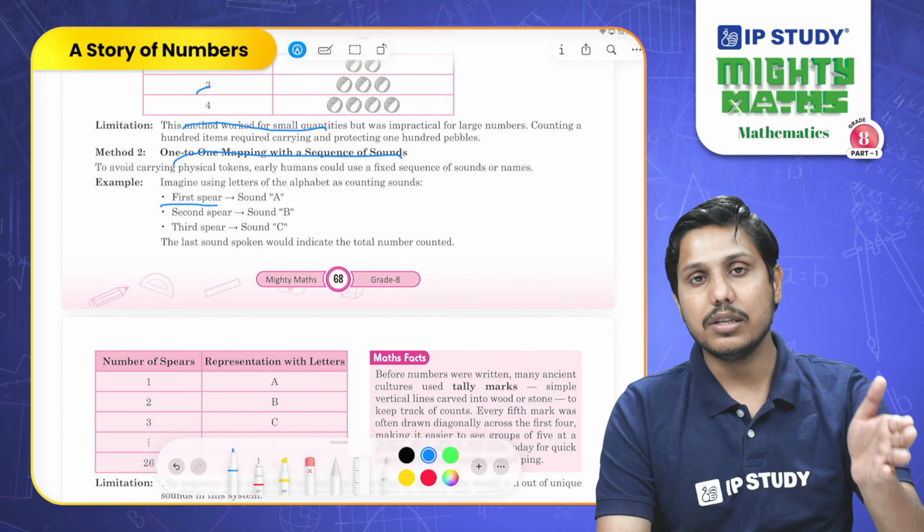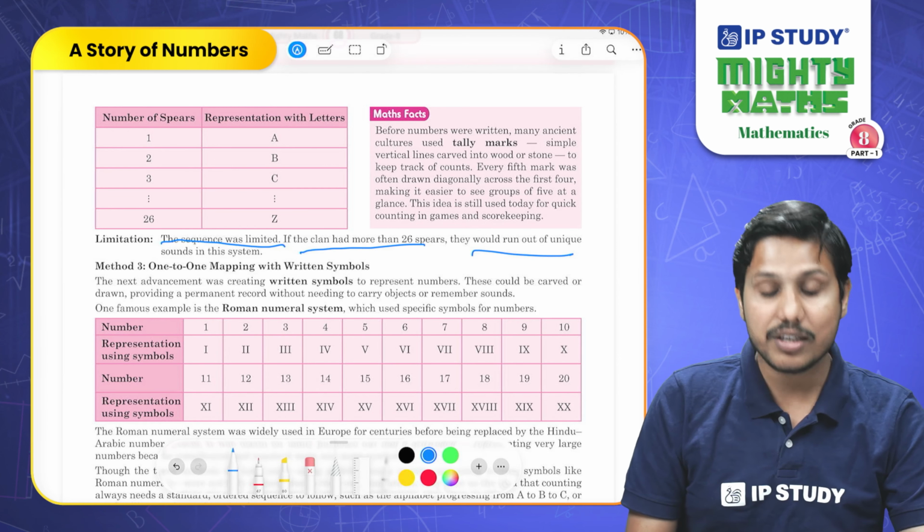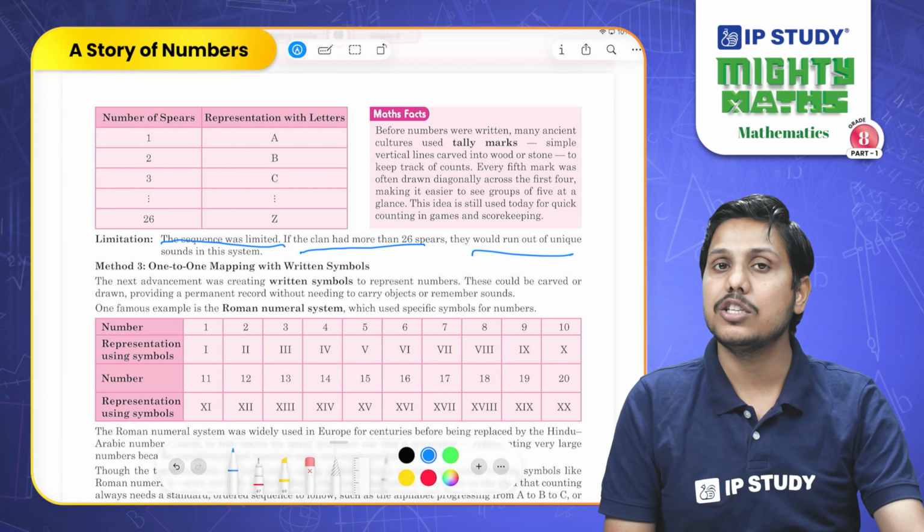The sequence was limited. If the clan had more than 26 spears, they would run out of unique sounds in this system. So this was the limitation of this system.